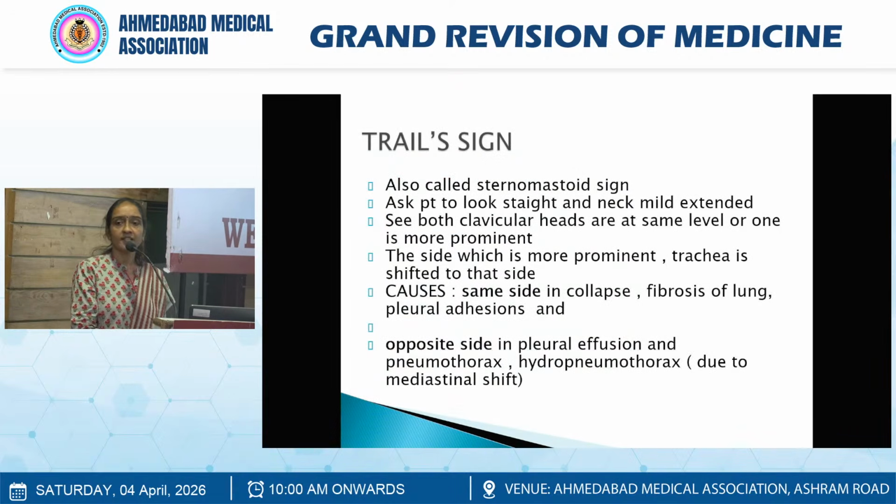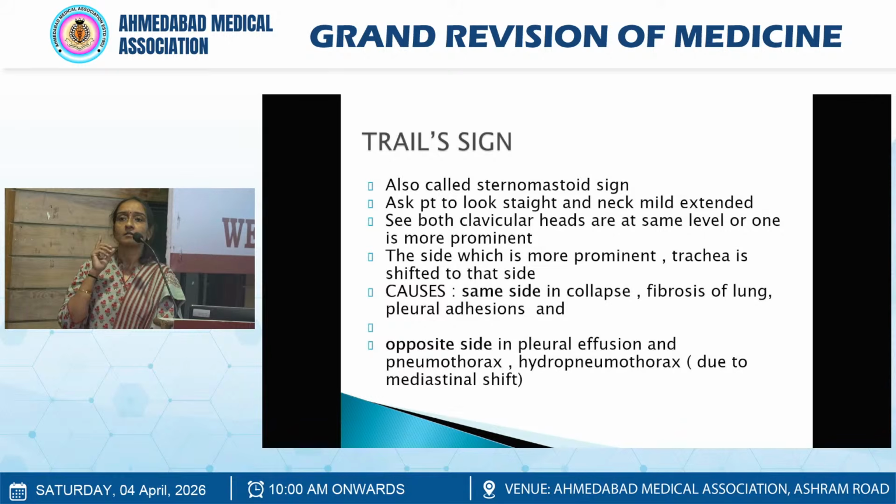Trail sign. What is the trail sign? If the trachea is shifted to one side, the trail sign is positive. Is the trachea central or not? How to see? It is also called the sternocleidomastoid sign. Just see the two clavicular heads of the sternocleidomastoid muscle. Ask the patient to flex a little, then extend the neck a little bit, and see the prominence of these two clavicular heads. The side where the clavicular head is more prominent is the side where the trachea is shifted.